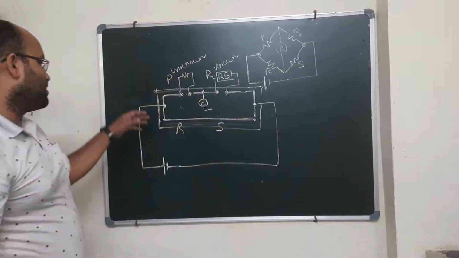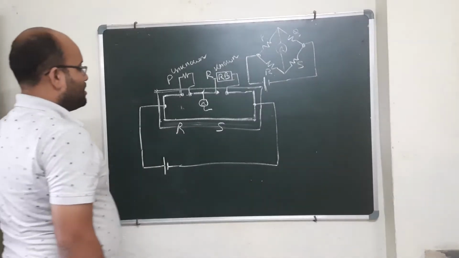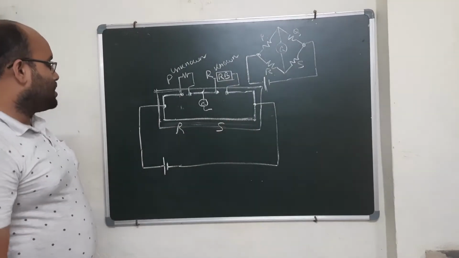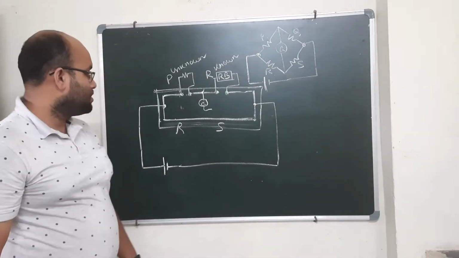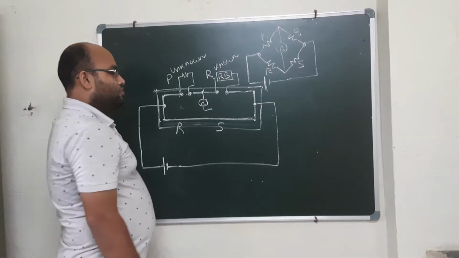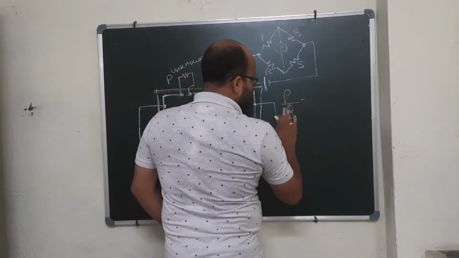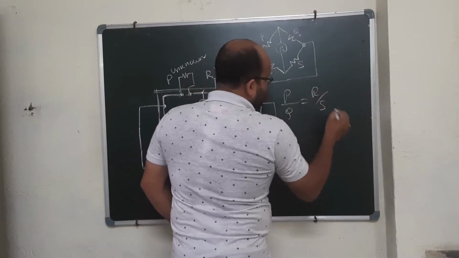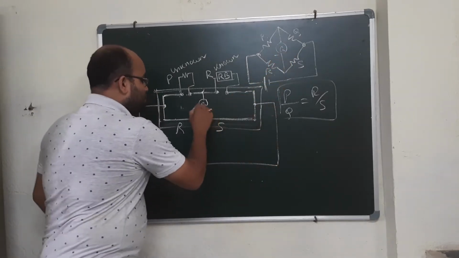I have added power supply or potential difference across this system, and so this is our system. Okay. So now, as I told you earlier, the condition of working of this circuit is P by Q equals R by S. So if this is valid, there will be no current flow through the galvanometer.